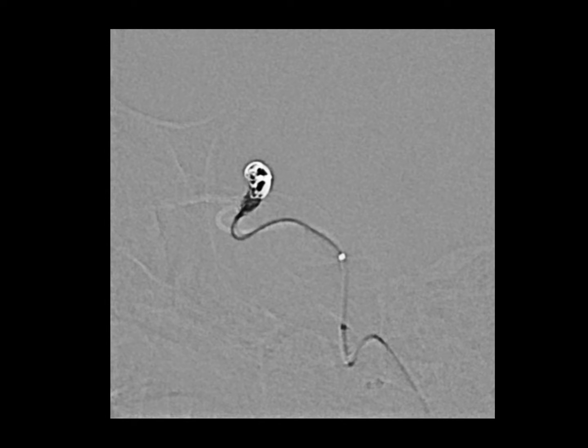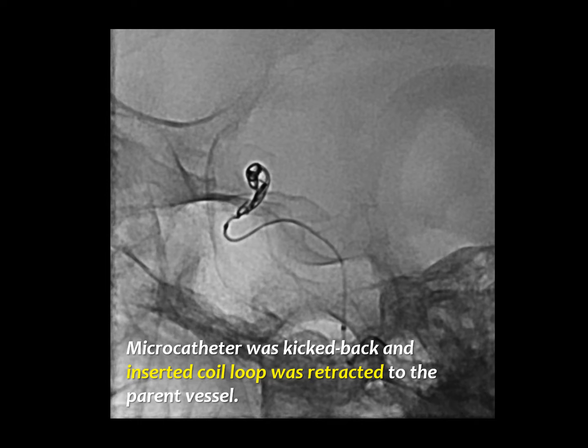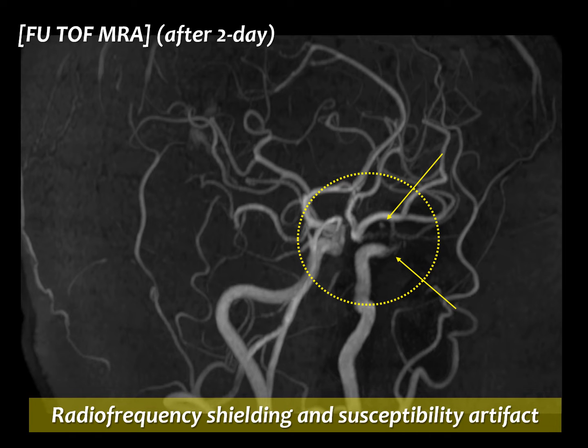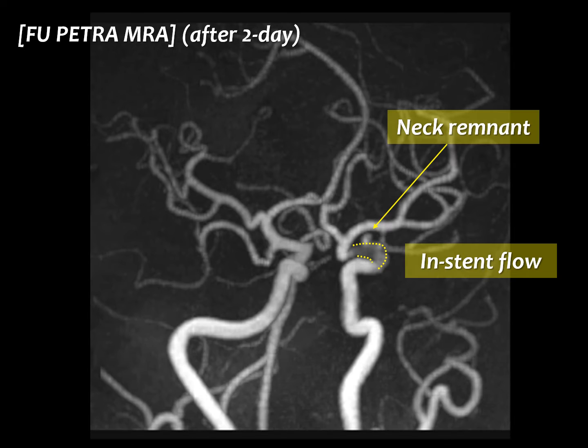We performed the coil embolization for this aneurysm, and during the procedure, the microcatheter was kicked back and the inserted coil loop was retracted to the parent vessel. So we placed the rescue stent for preventing the prolapse of the coil loop. After 2 days, we performed the follow-up TOF-MRA, but we could not evaluate the in-stent and residual flow due to the susceptibility artifact and RF shielding effect of the stent. It is a well-known limitation of TOF-MRA. However, in PETRA, both in-stent and residual flow were well demonstrated.